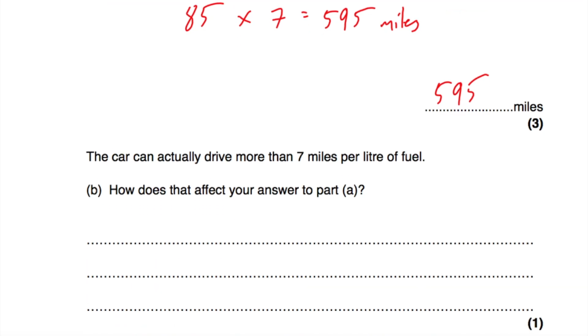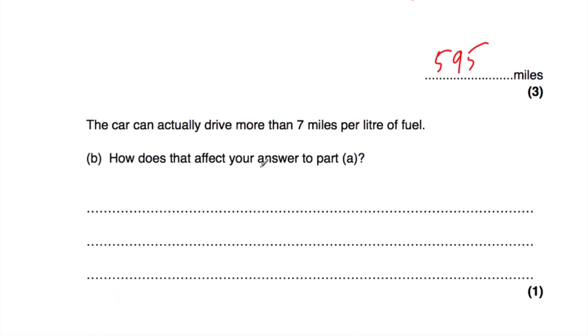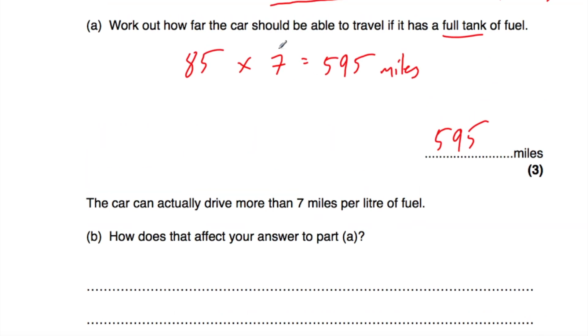And then if we scroll on down, we're told the car can actually drive more than 7 miles per litre of fuel. So Benny was wrong, it's not 7 miles, it's actually more than 7 miles. And part B says, how will that affect your answer to part A? Well, if it can drive more than 7 miles, rather than doing 85 times 7, we're going to do 85 times a bigger number, maybe 8 miles per litre, or 10 miles per litre, or 7.1 miles per litre. But what that will mean is that we're going to get a bigger answer. So the car's going to be able to drive more than 595 miles. So how would that affect your answer to part A? Well, it's going to increase it.